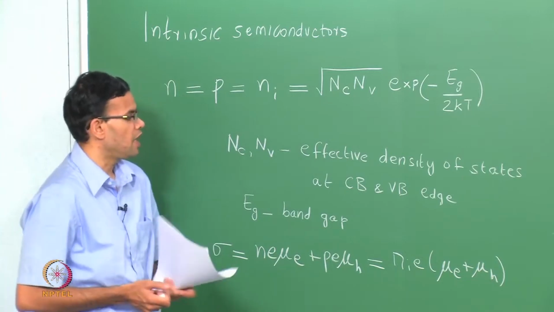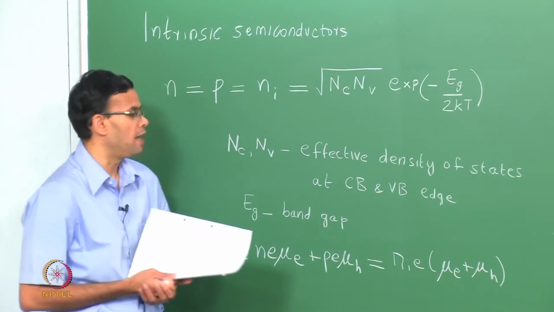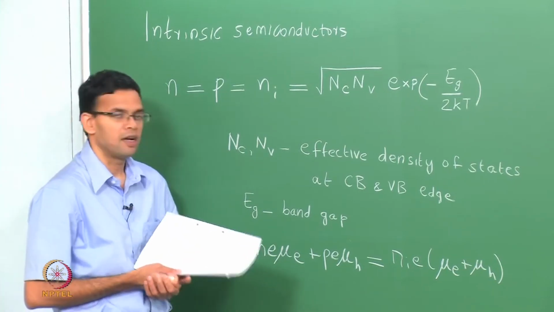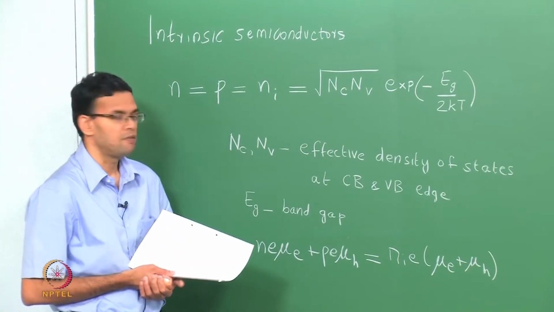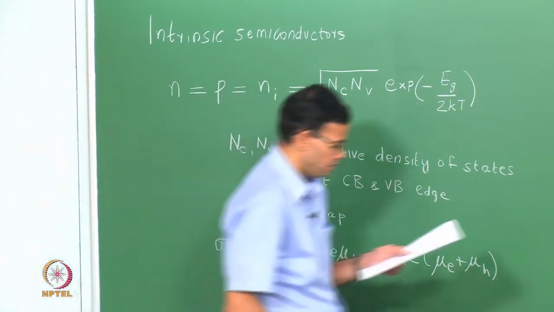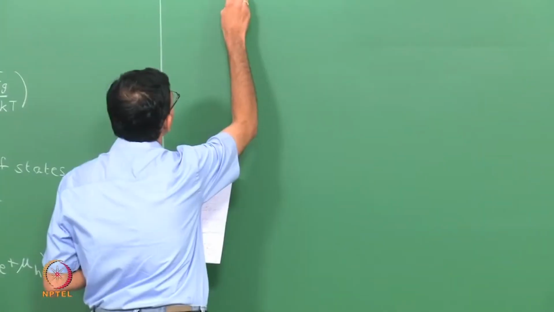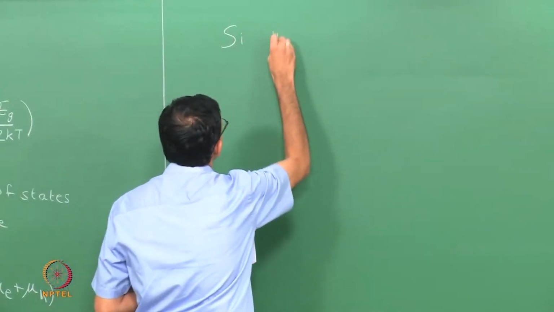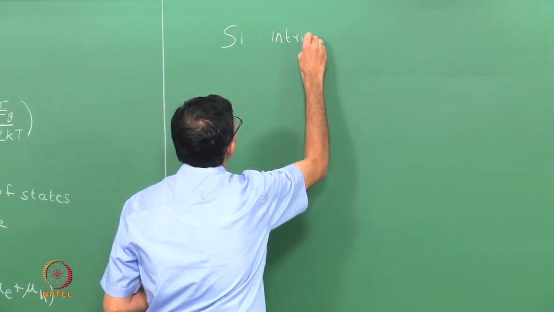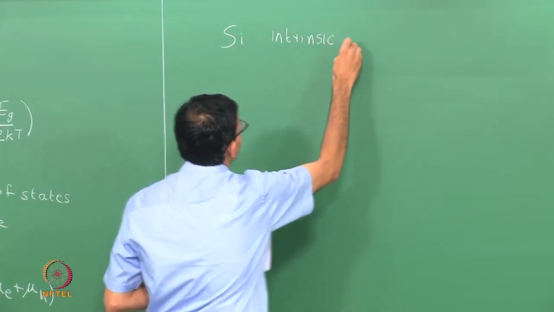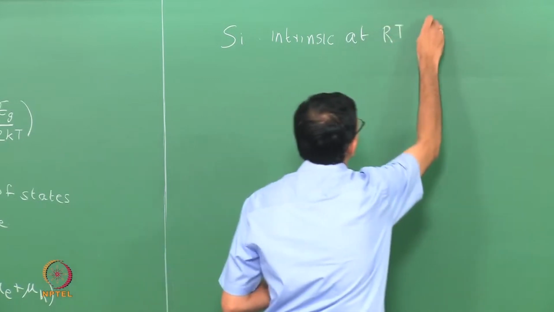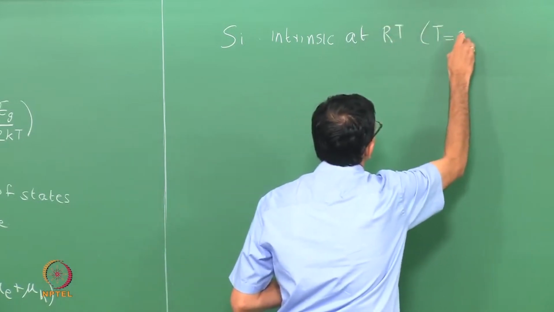Today we will start by calculating some of these values for the carrier concentration, mobilities and conductivities, and we will start with silicon. So, if you have intrinsic silicon at room temperature, so temperature is 300 Kelvin.